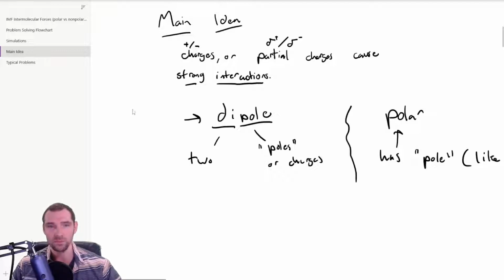So there's some sort of charge, either positive or negative, or partial charge, which we show with this little symbol here. It kind of looks like a D with a line over it. And these things are going to interact strongly, kind of like magnets. So charges are going to be attracted to each other very strongly. And so when you see the word dipole, you should think two poles or two charges.